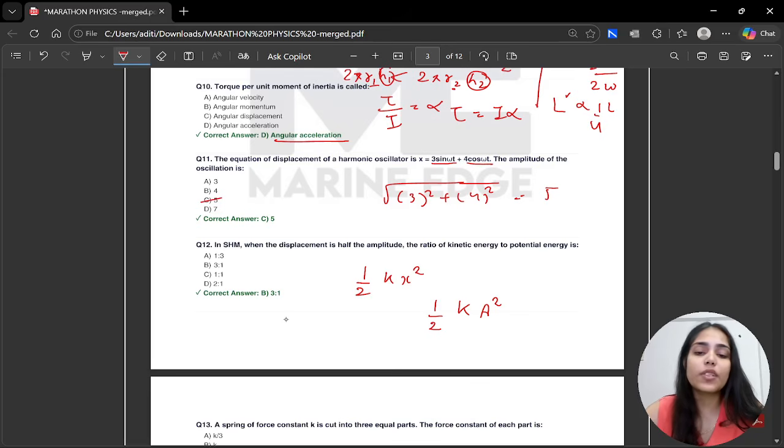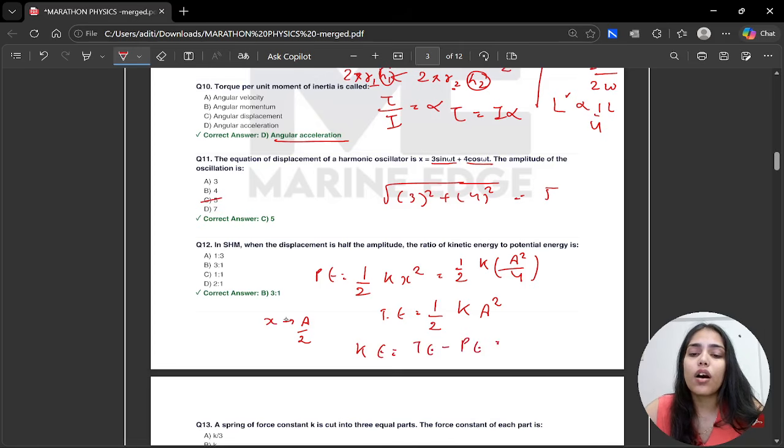Now, it is given that at this point, the displacement is half the amplitude. So, the value of x is A by 2, correct? So, in that case, the potential energy, and this is the total energy, right? So, the potential energy will be 1 by 2 K into A square by 4, correct? Now, this will be the value of potential energy, and we know that kinetic energy is equals to total energy minus potential energy. So, 1 by 2 KA square minus KA square upon 8. So, that will give us what?